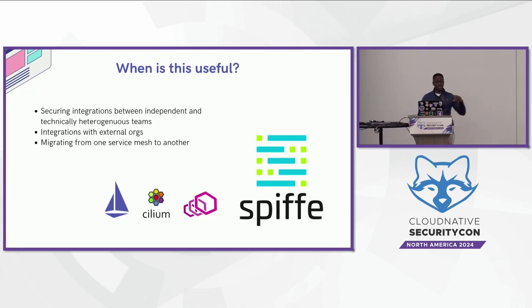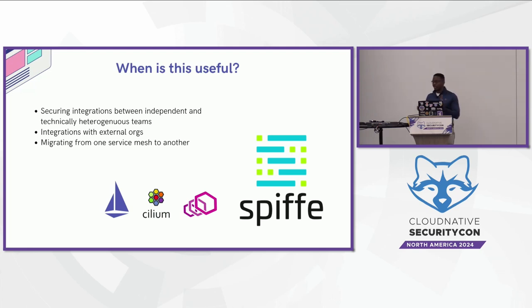So if you want to use Istio, you would enable that as a consumer from this particular platform. Team B may enable Cilium. So in scenarios like that, that's where this becomes useful because there may still be required integrations between these separate teams that are in the same organization, and they have heterogeneous systems running. Another one would be integrations with an external organization. So you don't have as much influence on the technology that they're using, but you need to integrate with them. And then the third one would be migrating from one service mesh to another.